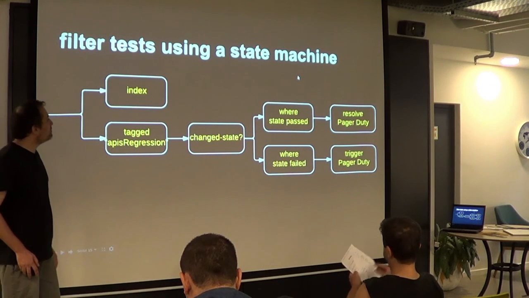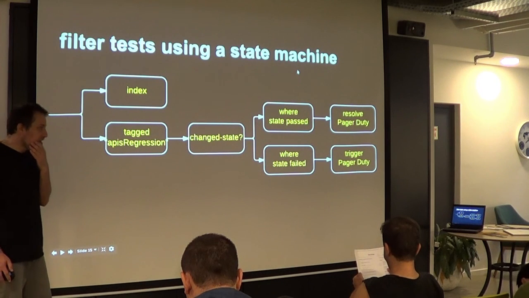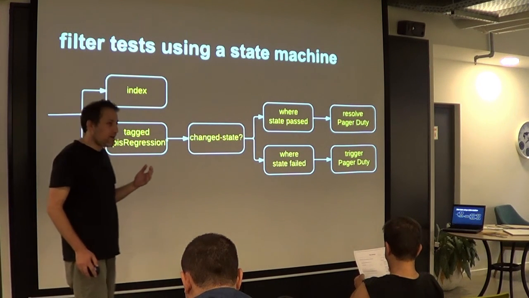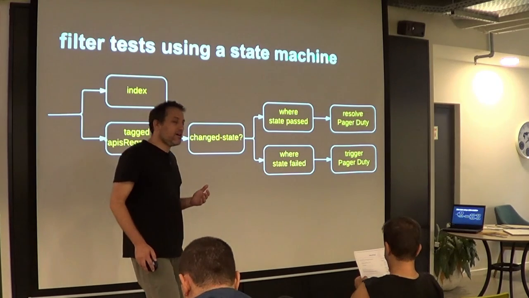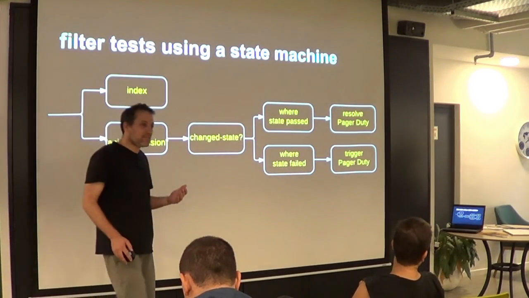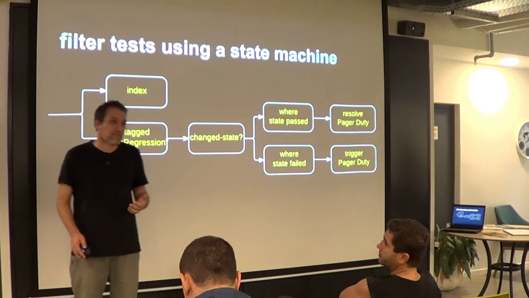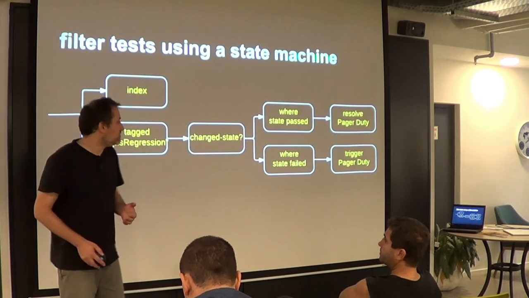So how do you filter the system tests using a state machine, using Riemann, before you alert PagerDuty? We don't want every system test to be sent to PagerDuty. First, because they would throttle us, and second, because there is no reason to do it.